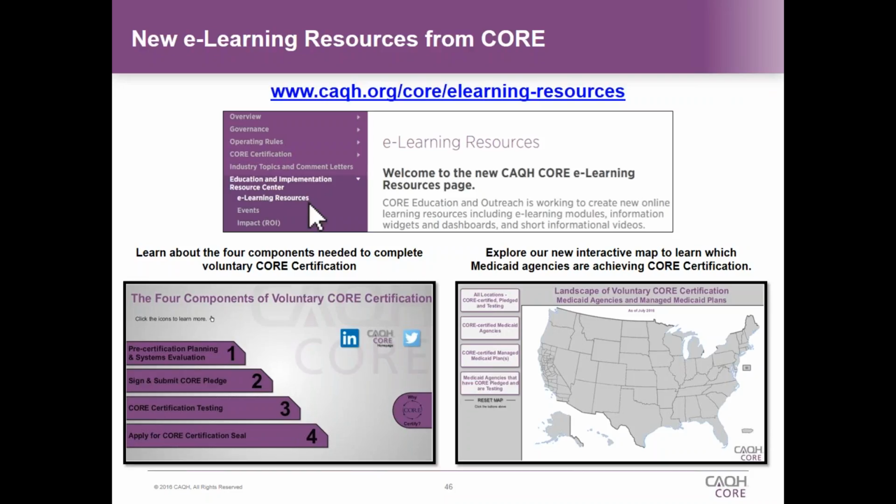And perhaps you've seen this already up there if you've been poking around our website, but if not, I'd like to steer your attention towards the e-learning resources section. It's a new section on our website, and there are two options available, both of them having to do with CORE certification. The first one outlines the 4 components of voluntary CORE certification, and the second one is an interactive map to show you, around the country, which types of Medicaid organizations have achieved voluntary CORE certification. And we hope that you find them useful.